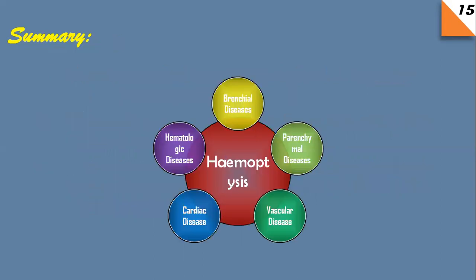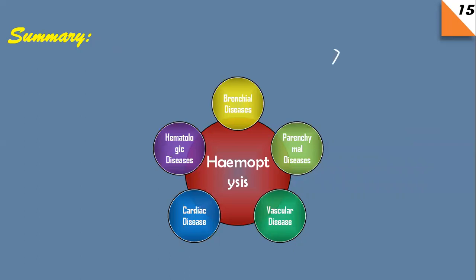Summarizing the final part of the video, that is about the diagnostic tests. As you can remember, I mentioned this picture in the first video on hemoptysis, on the causes of hemoptysis. Here you can see different headings on the causes of hemoptysis. It might be bronchial, parenchymal, vascular, cardiac, or hematologic. So what are the appropriate tests to be performed in these conditions?